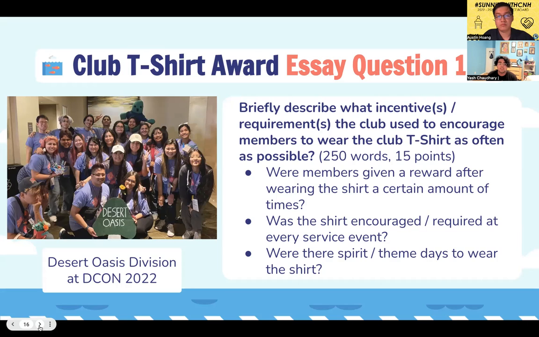But some things that you could think about is, was a member given a reward just for wearing it, like maybe 5 times, 6 times, or were they encouraged to wear it at every fellowship event, every service event, or were there certain spirit days or theme days that you really wanted your members to wear this shirt?